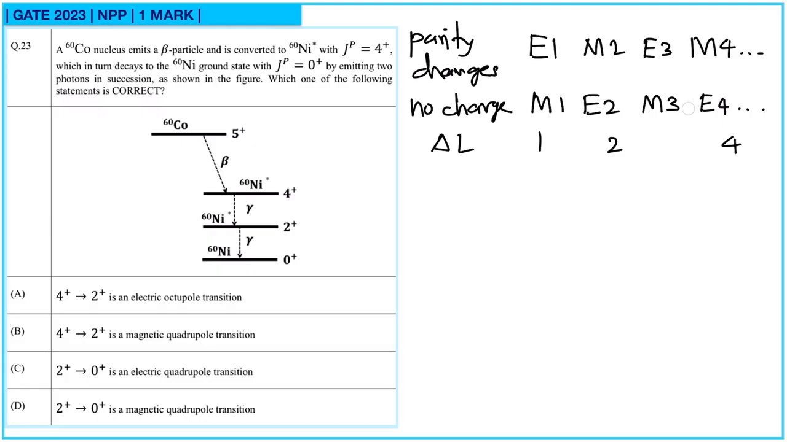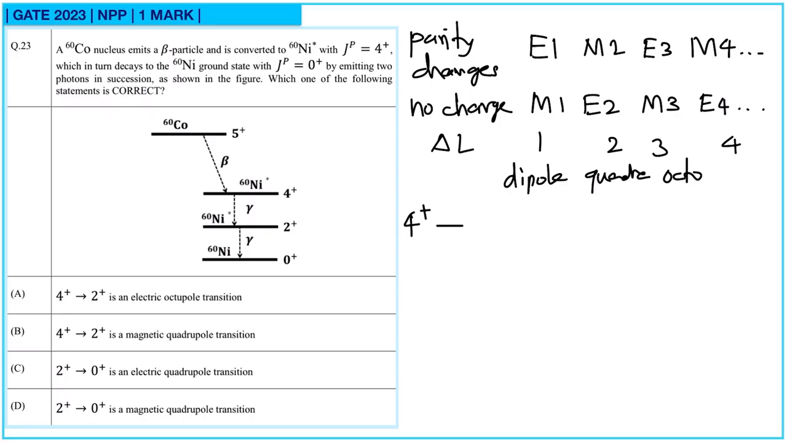So check first delta L, see if parity is changing. If parity is changing, then it will be E1. If parity is not changing, then it will be M2. This one is dipole, this one is quadrupole, and this one is octupole. So we have to just check that.